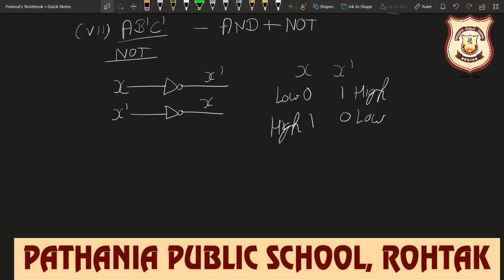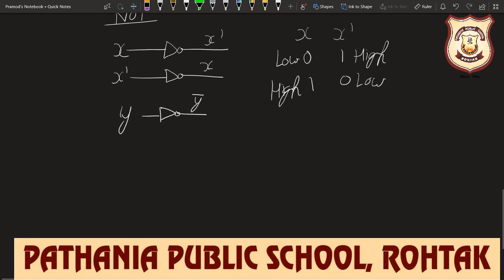For example, if you input Y, then again the same, this is the symbol of your NOT gate and the output is your Y complement. You can write it in this way, or you can write the complement this way. Choice is yours.